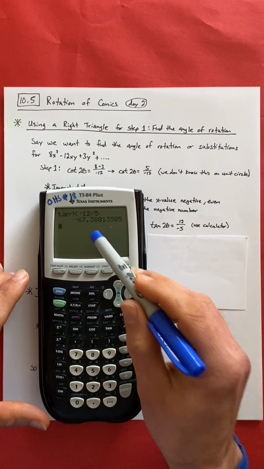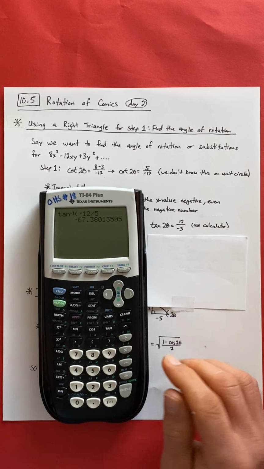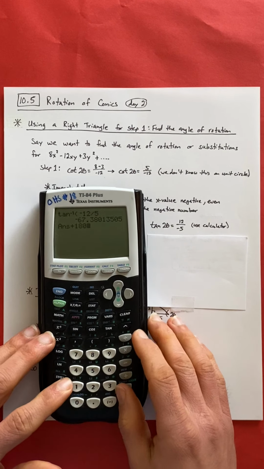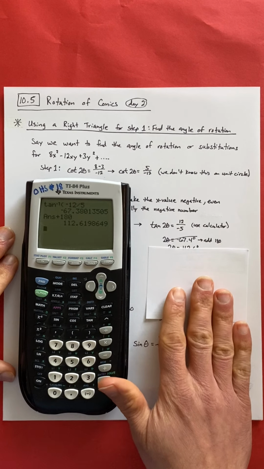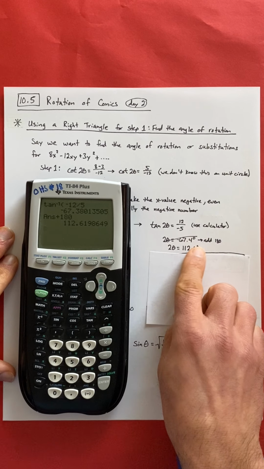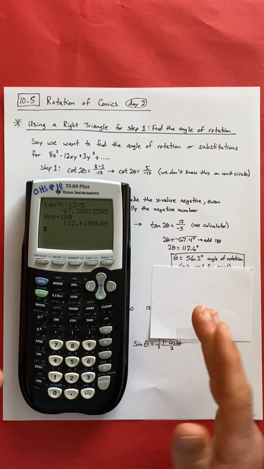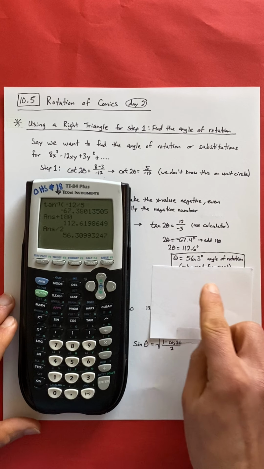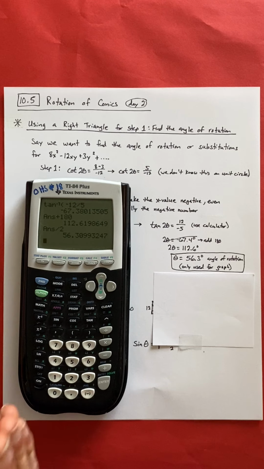And then I recognize when I get that negative 67 degrees that we're not rotating in a negative direction, we're rotating in a positive direction. So I need to add 180. It's kind of like the inclination of a line. But that's not my angle of rotation because 2 theta is equal to that. So 2 theta is equal to 112 degrees. So of course I'm going to divide by 2. And 56.3, that's my actual angle of rotation.